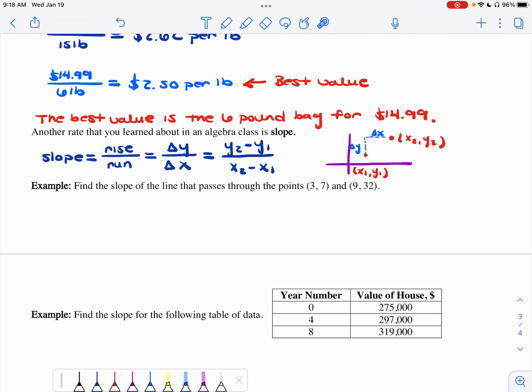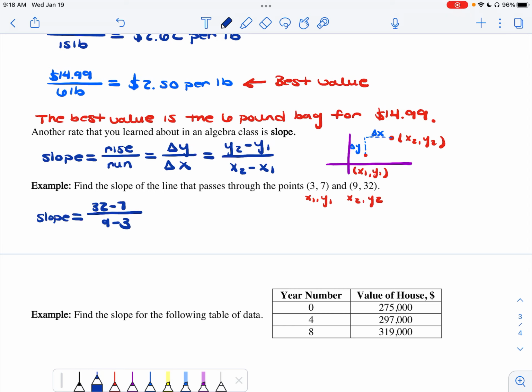Okay. All right, so what we want to do in this next example is to find the slope of the line that passes through the 2 points, (3, 7) and (9, 32). So we can label these points as x1, y1, and x2, y2. Okay, so if we're using our formula for slope, y2 minus y1 in the numerator would be 32 minus 7. And then x2 minus x1 in the denominator would be 9 minus 3.